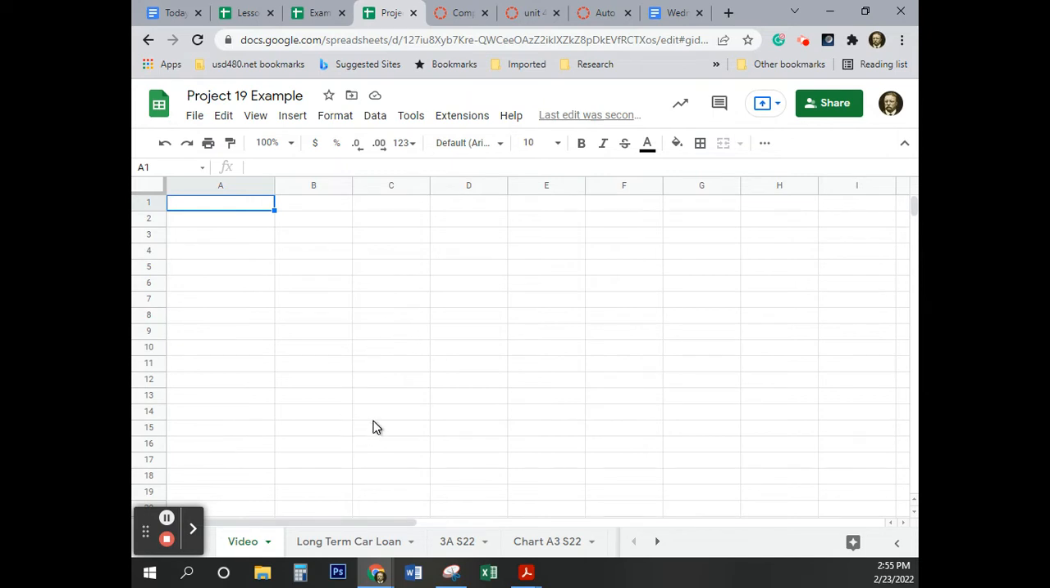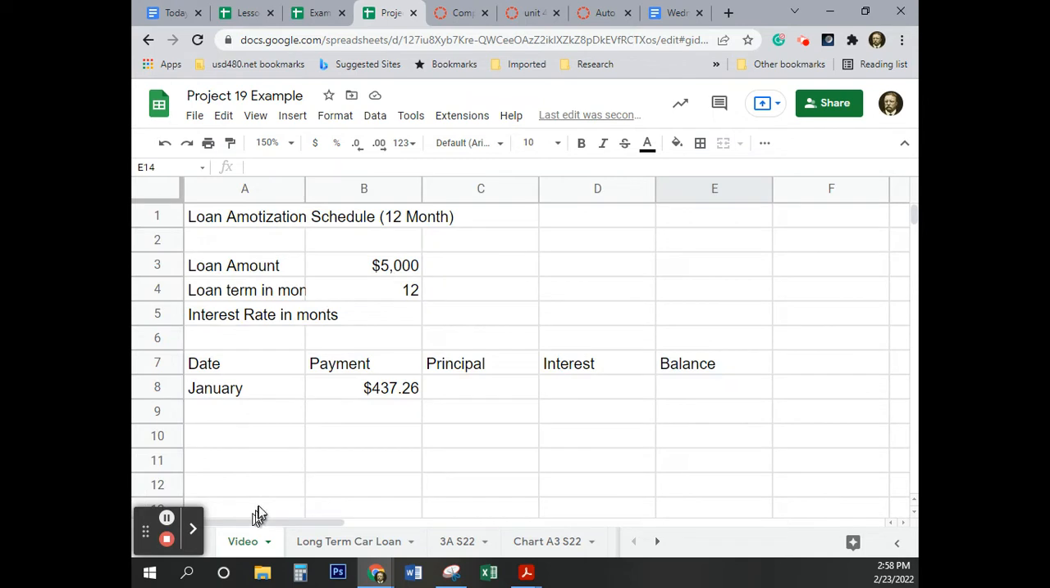I'm going to start by typing in just what I expect you to have put in. This is what I expect you to have keyed in when we start. Oops, interest rate in months. Did we get that in there? Nope, 9%. Okay, oops, it is in there.